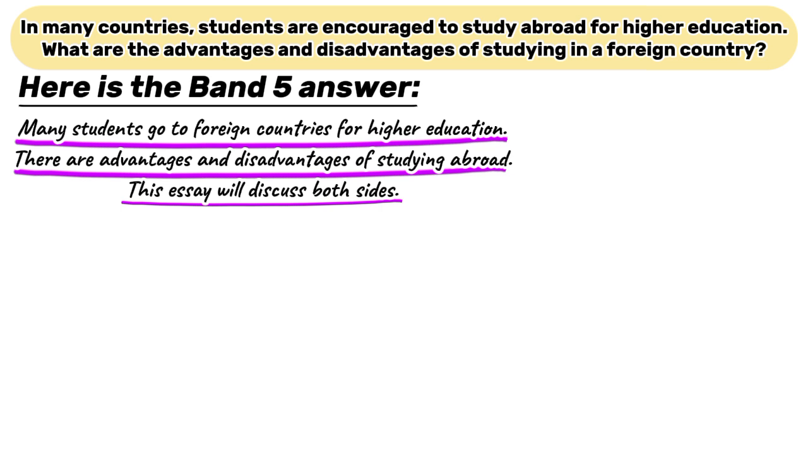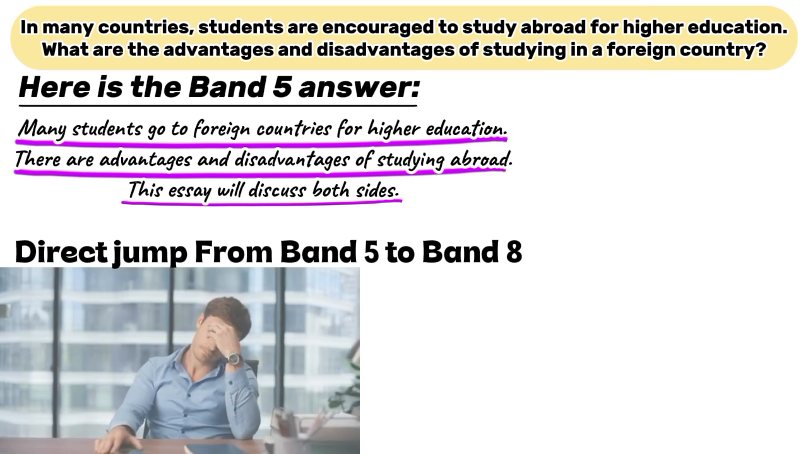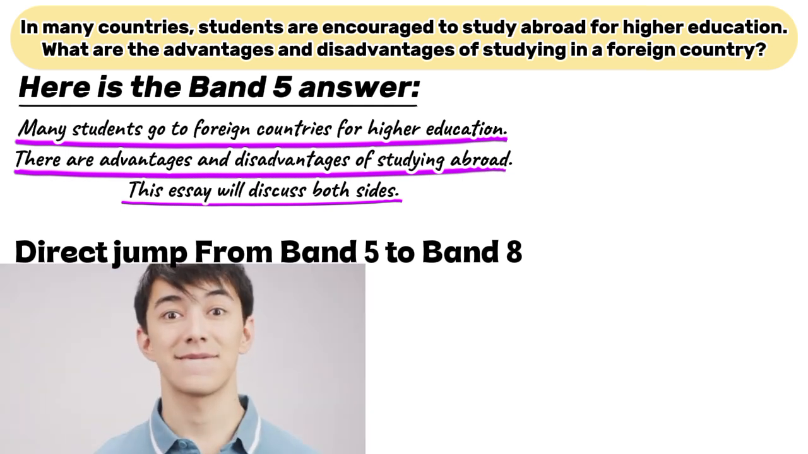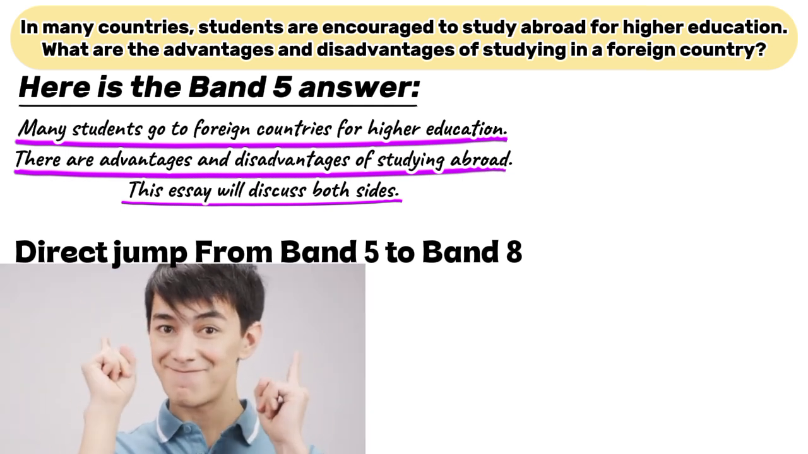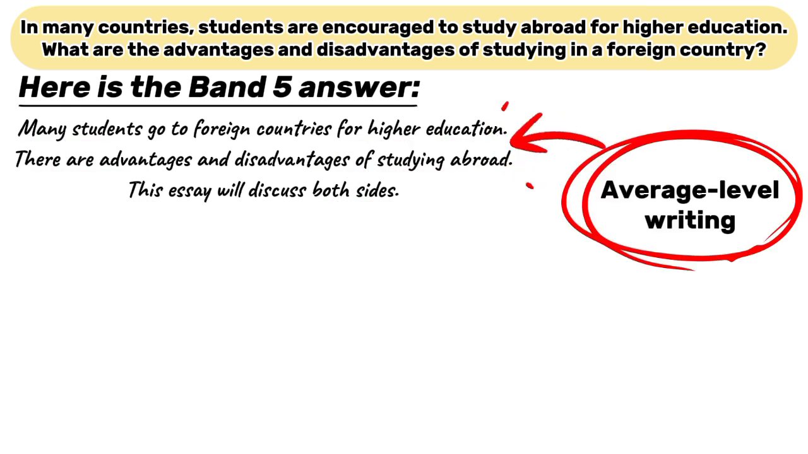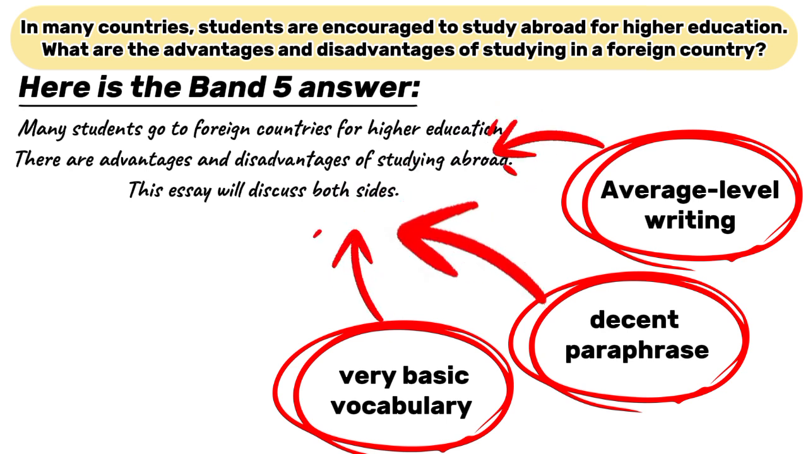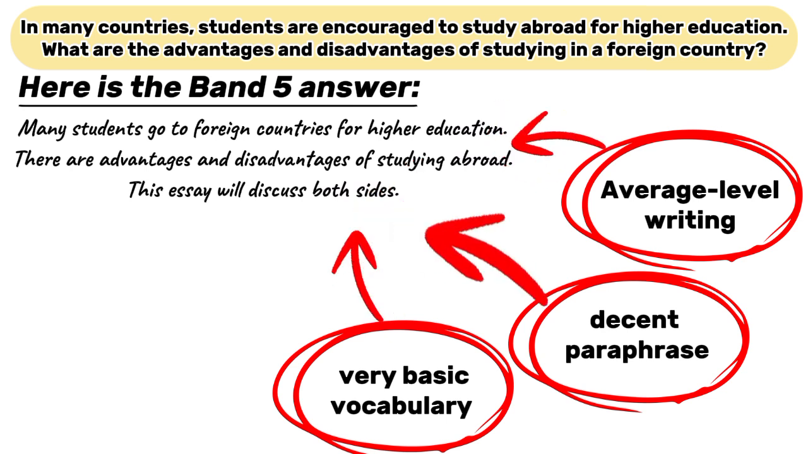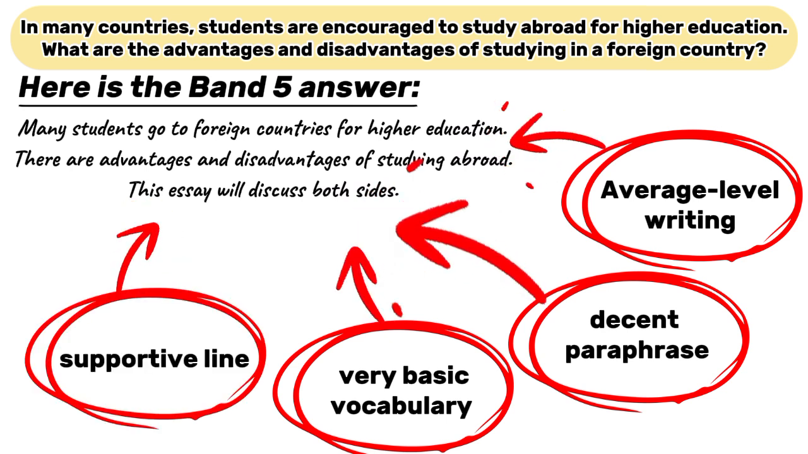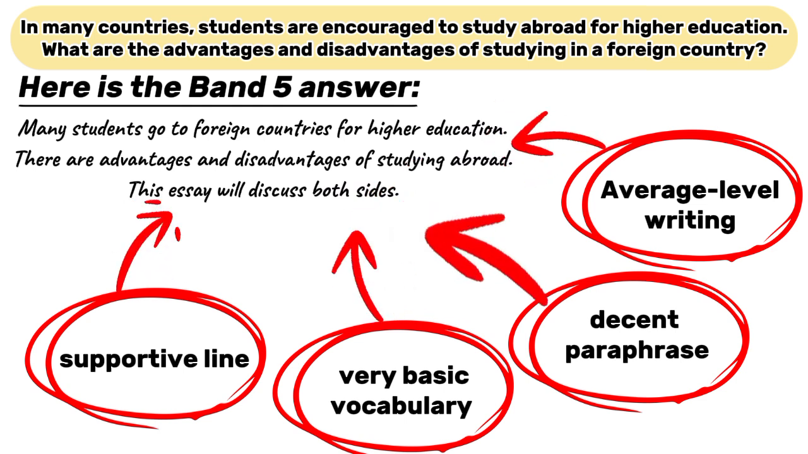Remember, don't be in a hurry, like, I will jump directly from Band 5 to 8. It will give you so much headache at once, but you can reach there in a couple of months if you practice consistently. Let's move to the answer. This is an average level of writing and has a decent paraphrasing. It has a below average transform. Repeats the question. Vocabulary is very basic, no development or confidence, and we forget to add a supportive line that will make the examiner understand what he or she can expect from this essay.